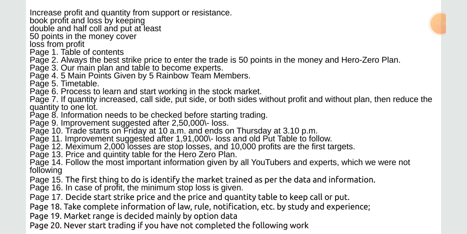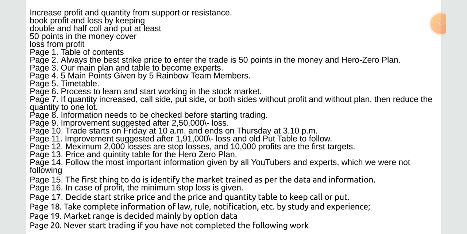7. If quantity increase, call side, put side or both side without profit and without plan, then reduce the quantity to one lot. 8. Information needs to be checked before starting trading. 9. Improvement suggested after 250,000 loss. 10. Trade starts on Friday 10 a.m. and ends on Thursday at 3:10 p.m. 11. Improvement suggested after 191,000 loss and all put table to follow. 12. Maximum 2,000 losses are stop losses and 10,000 profits are the first targets.